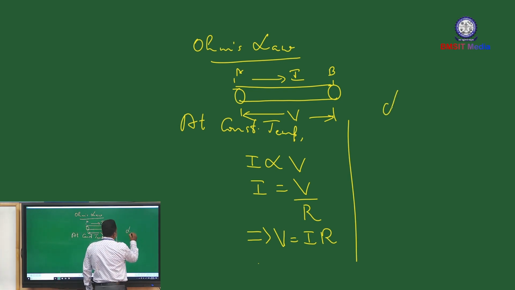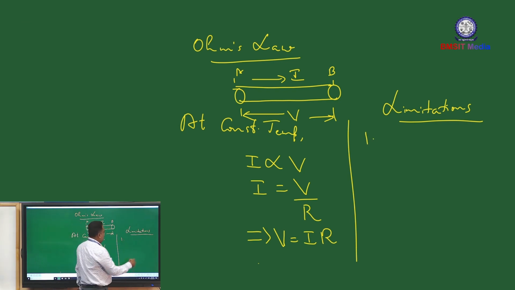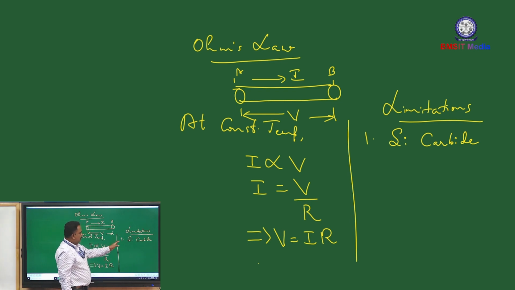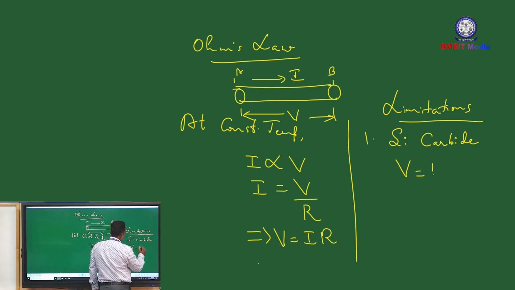Then what are the limitations of Ohm's law? Ohm's law cannot be applied to non-metallic conductors like silicon carbide. The law governing these non-metallic conductors is given by V is equal to K into I power M, where K and M are constants.